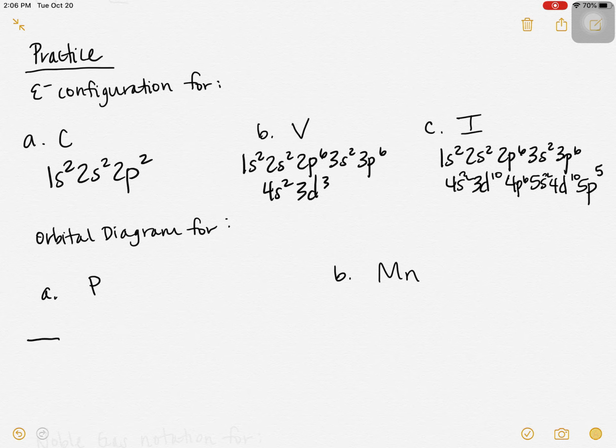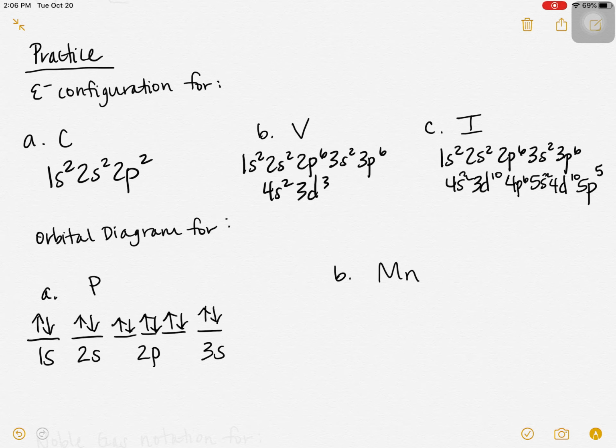Okay, orbital diagram for phosphorus. Remember, this is the lines and the arrows. So 1s is full, 2s is full, up, down, followed by the 2p, which is all full, but it fills like this, up, up, up, and then down, down, down. The 3s is full, and the 3p is not full. The 3p has 3 electrons, up, up, and up.